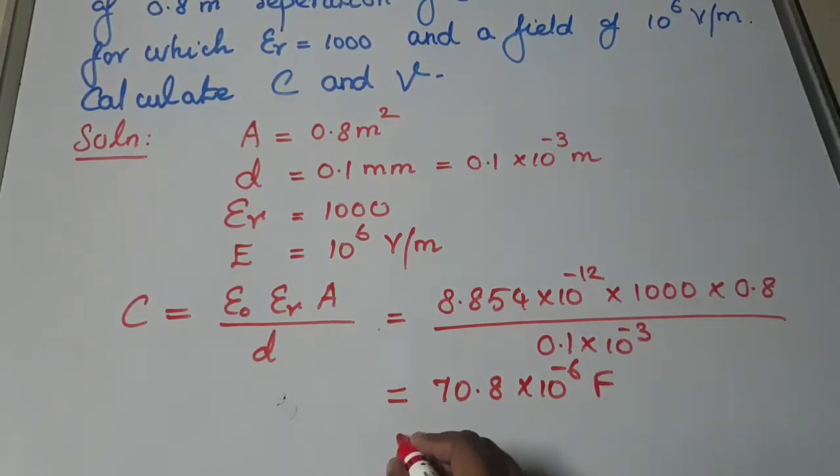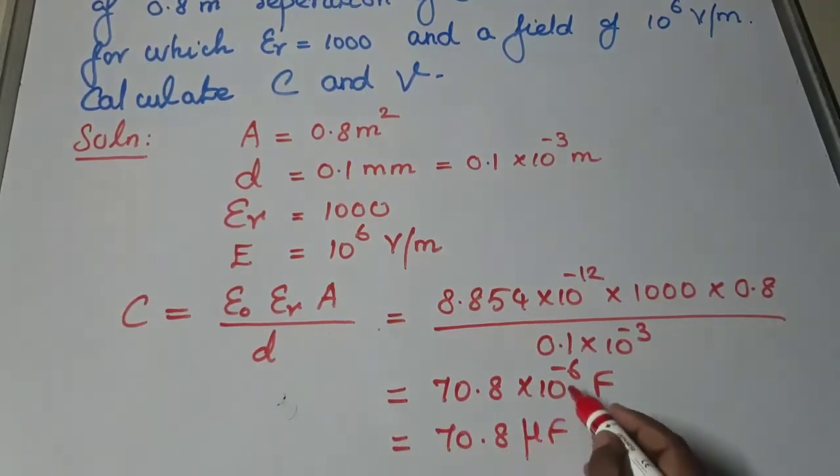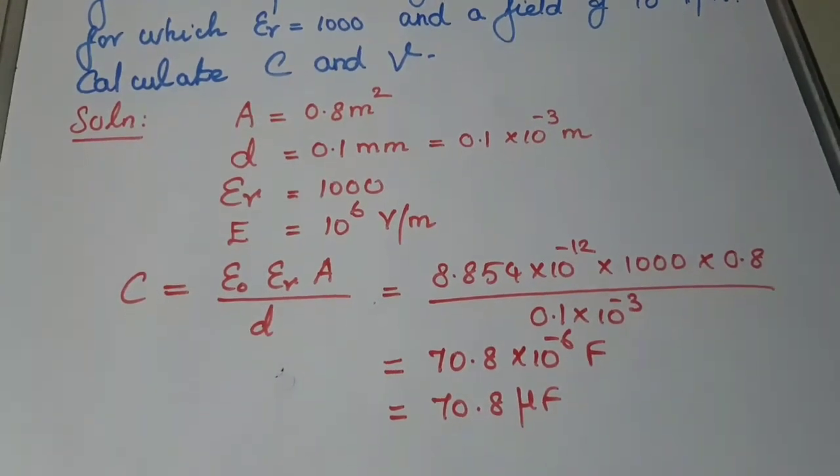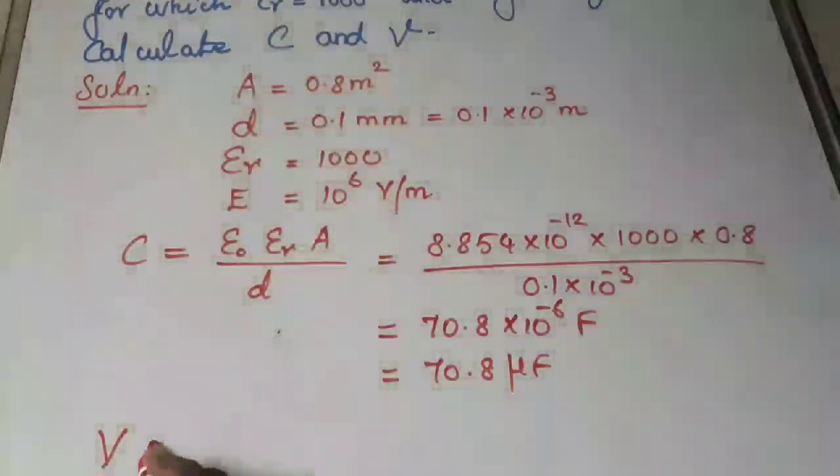or we can write it another way, 70.8 microfarad. So micro is equal to what? 10 power minus 6. Then find out the next, potential value V.